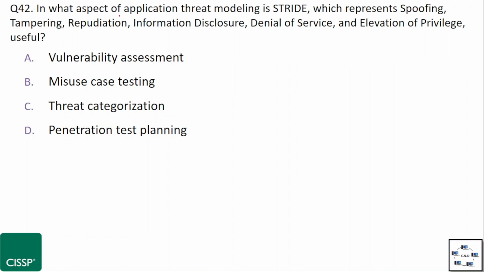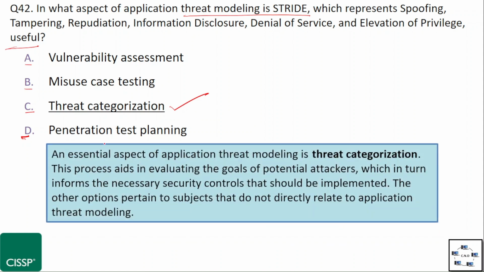Question number 42. In what aspect of application threat modeling is STRIDE, which represents spoofing, tampering, repudiation, information disclosure, denial of service, and elevation of privilege, useful? And the options are option A, vulnerability assessment, option B, misuse case testing, option C, threat categorization, and option D, penetration test planning. And the correct option is threat categorization. So STRIDE is used for threat categorization.